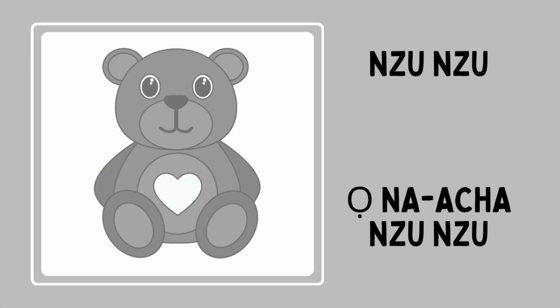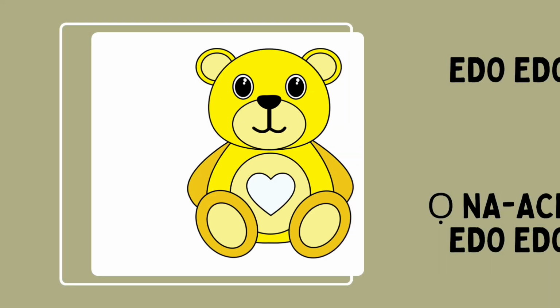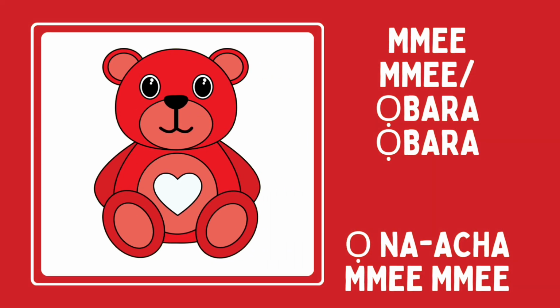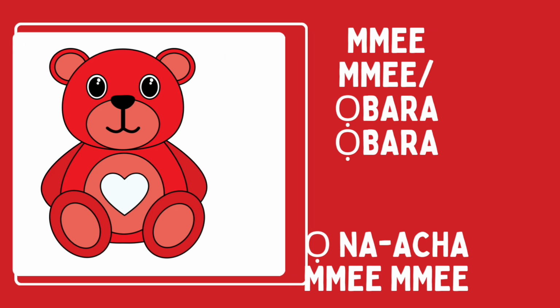Nzu nzu, gray. Ọ na-acha nzu nzu. It is color gray. Edo edo, yellow. Ọ na-acha edo edo. It is color yellow. Mmemme or ọbara ọbara, red. Ọ na-acha mmemme. It is color red.